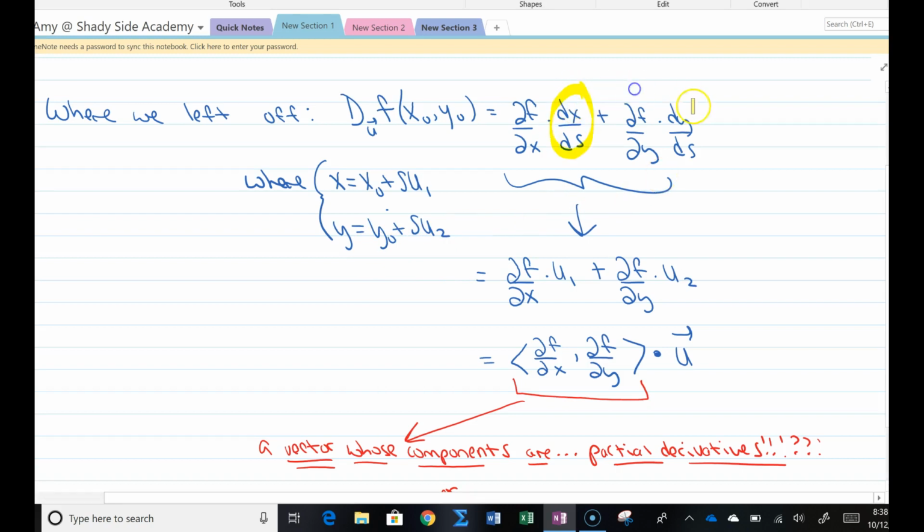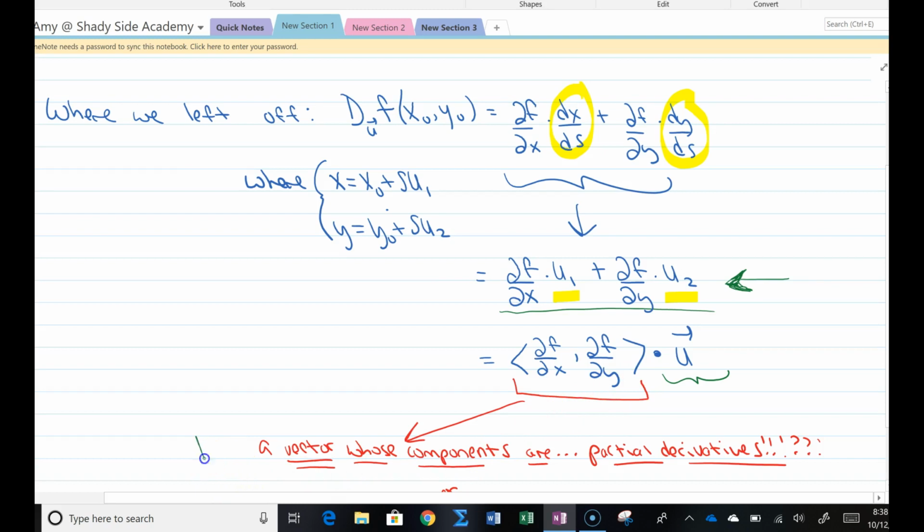We made the observation that dx/ds and dy/ds are always u1 and u2 correspondingly, which is very nice. And I think the very last thing I did in class was rewrite this expression as a dot product of two vectors. I called one vector u, since that is the components of vector u. And then I called the other vector this vector.